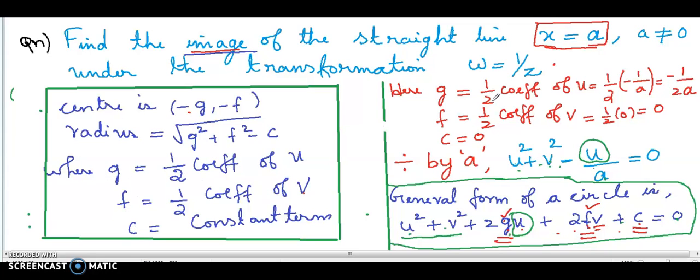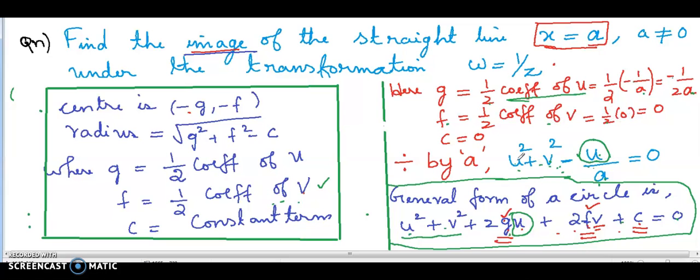g is equal to half into the coefficient of u. What is the coefficient of u here? This is the final equation, right? The coefficient of u is minus 1 by a. So half into minus 1 by a, that is minus 1 by 2a. Then f is given by half into the coefficient of v.